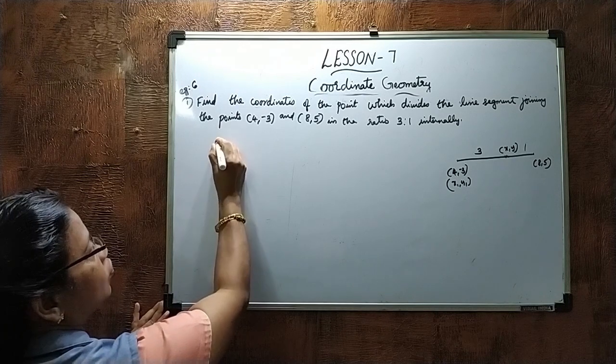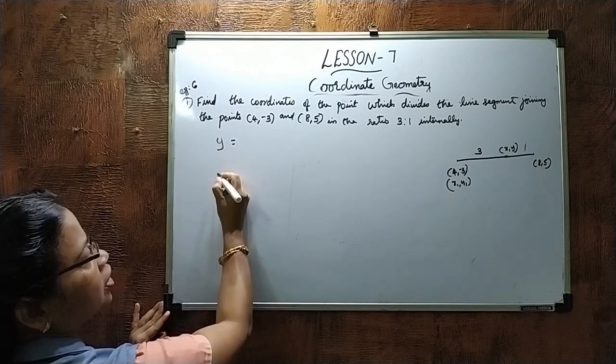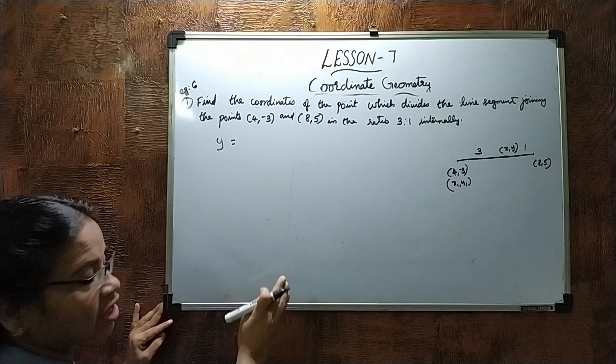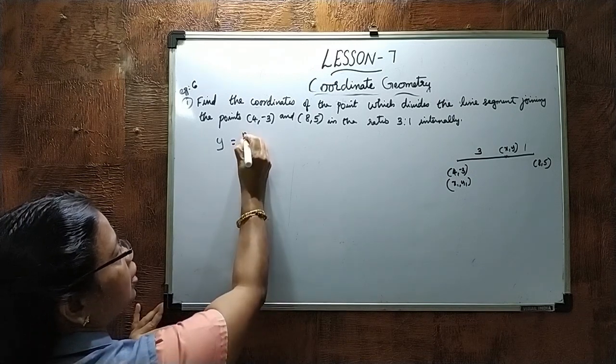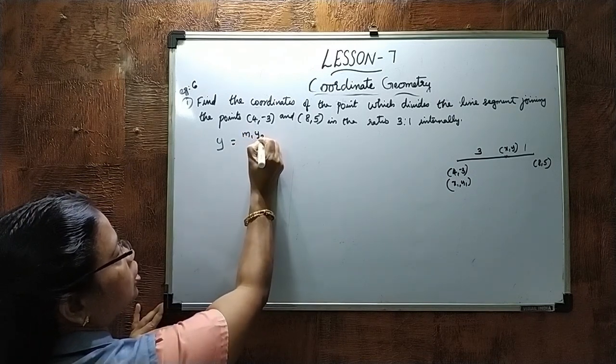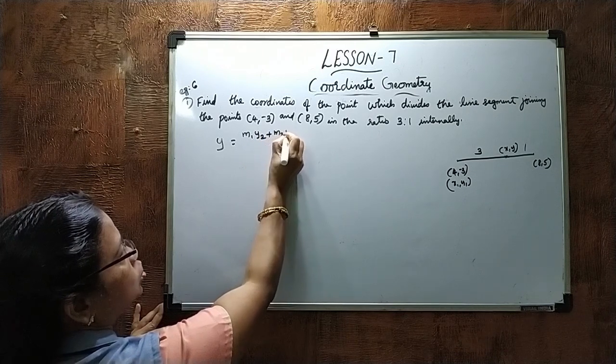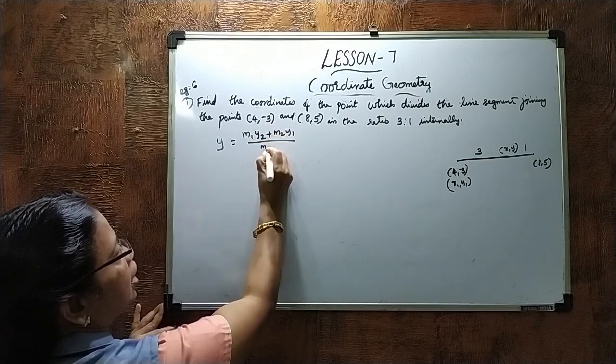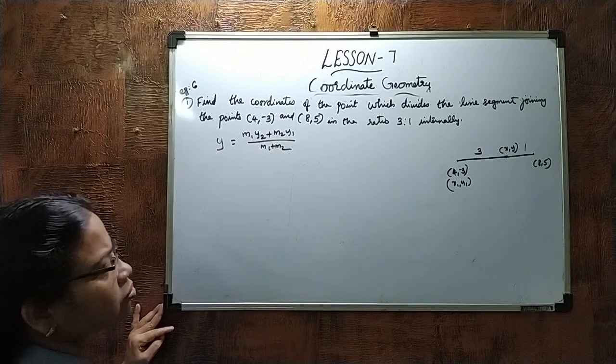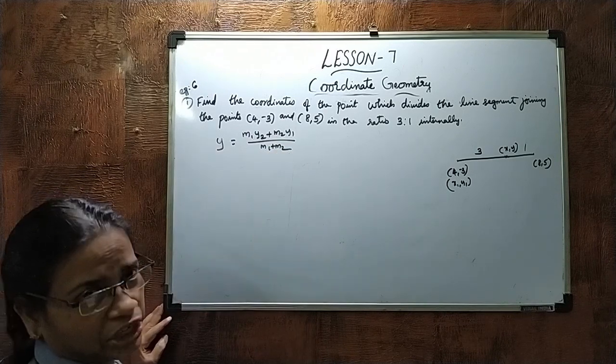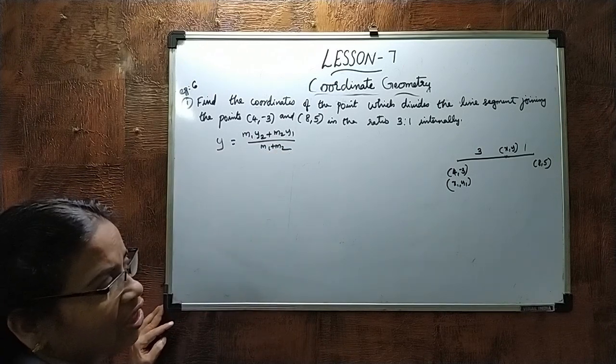Now, we are going to find out y. How will you find out the y coordinate? The x coordinate you got 7. The y coordinate we are going to find out by using the formula (m1 y2 plus m2 y1) divided by (m1 plus m2). Just apply the ratios and the x1, y1 and y2.